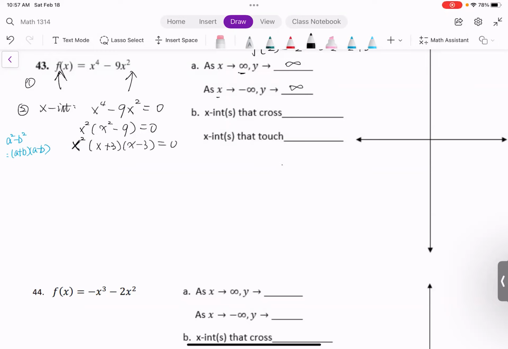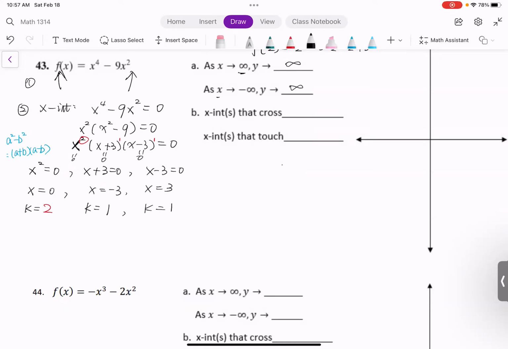Let's solve for the x-intercepts. This equals 0, this is 0, this is 0. We have 3 equations. x squared equals 0. x plus 3 is 0. x minus 3 is 0. Let's solve for x. x is 0. x is -3. x is +3. Let's decide the multiplicity. Multiplicity for the first one is squared, so k is 2. Multiplicity here is 1, and multiplicity here is 1. So k is 1.